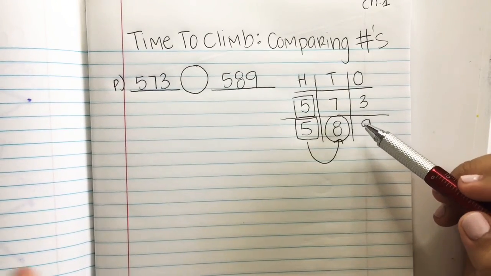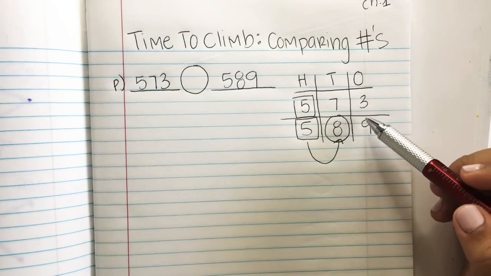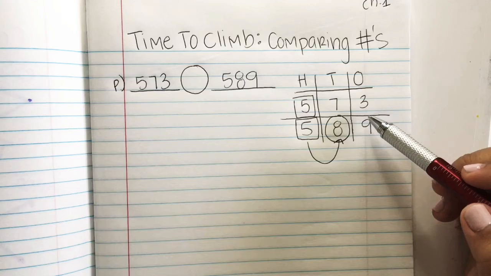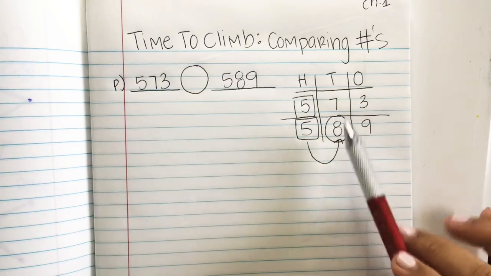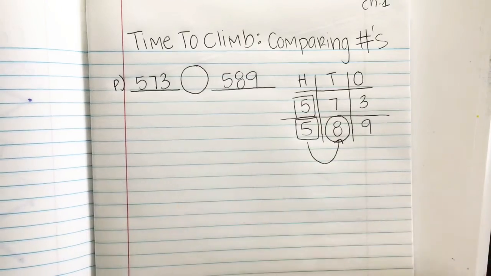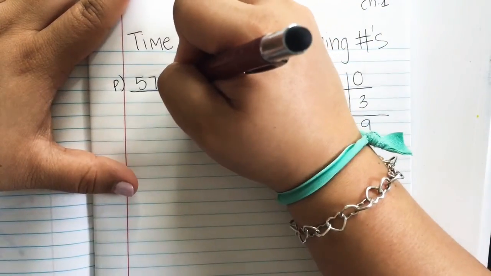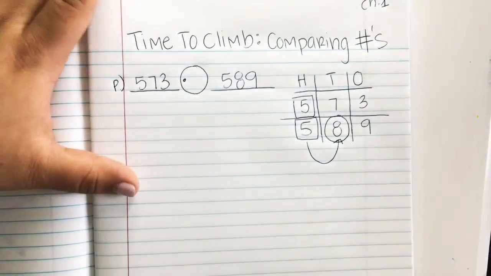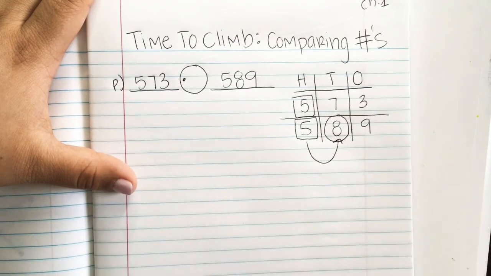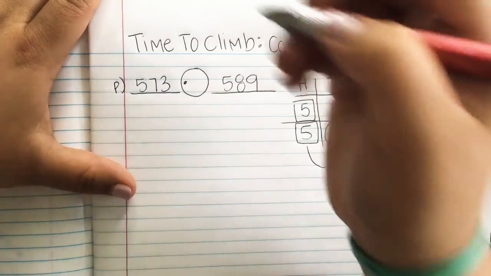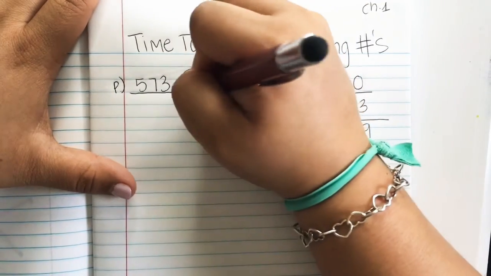Now, this is where our dots are going to come into play, the dots that I told you about yesterday. So if the number is less, they're going to get 1 dot close to them. So knowing that this 8 is greater than 7, I know that 573 is less. So I'm going to put 1 dot right here. And I know that 589 is greater, so I'm going to go ahead and put my 2 dots close to 589.